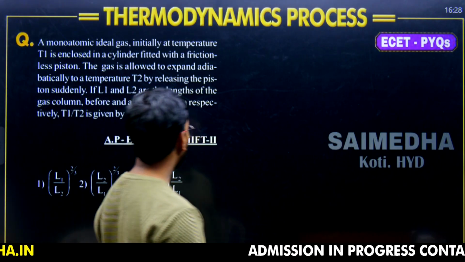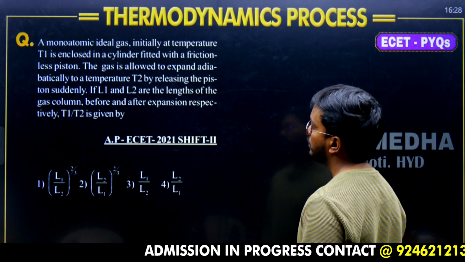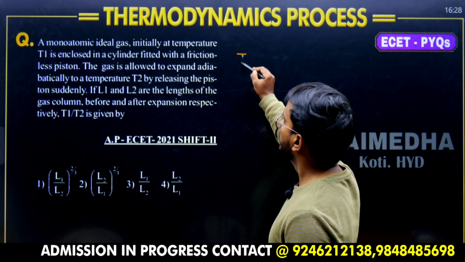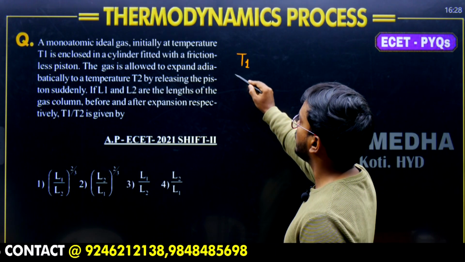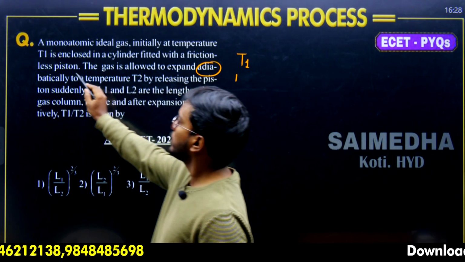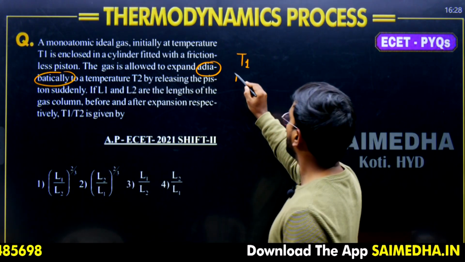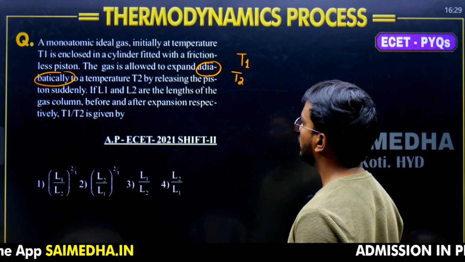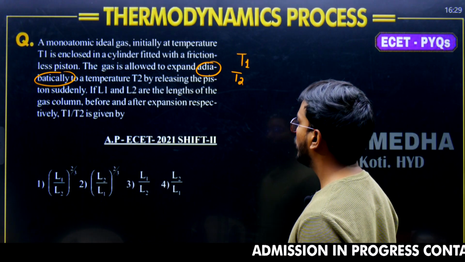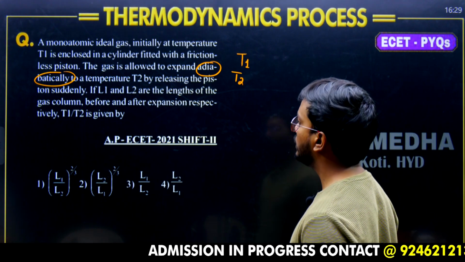A monatomic ideal gas initially at a temperature T1, fitted with a frictionless piston, the gas is allowed to expand adiabatically. Process is given. Which process it is? Adiabatic. To a temperature what? T2. By releasing the piston suddenly, L1 and L2 are the lengths of the gas column before and after the expansion respectively. Then T1 by T2.